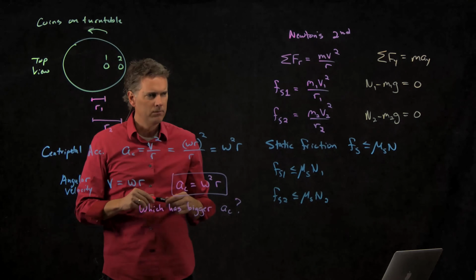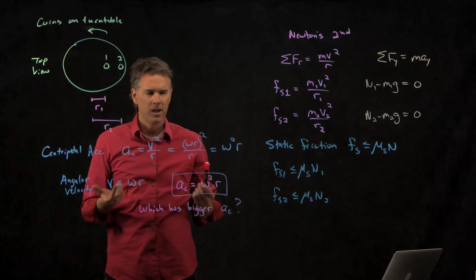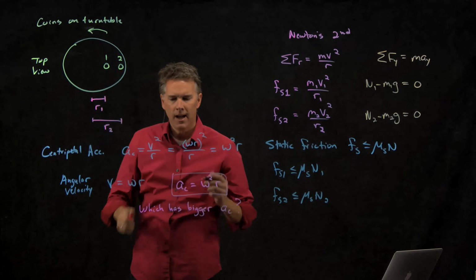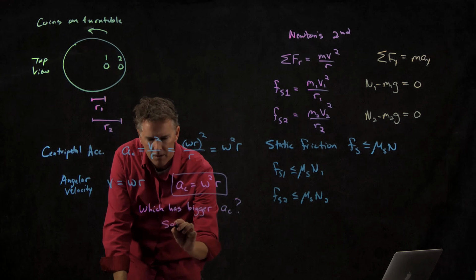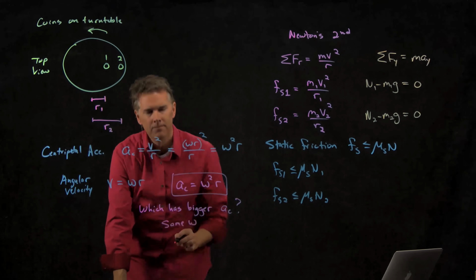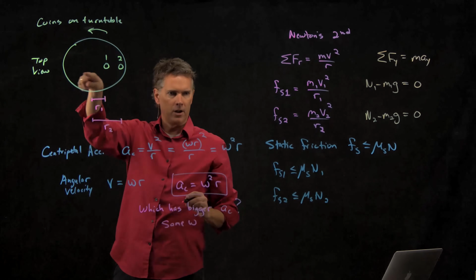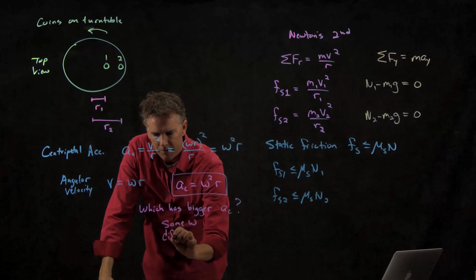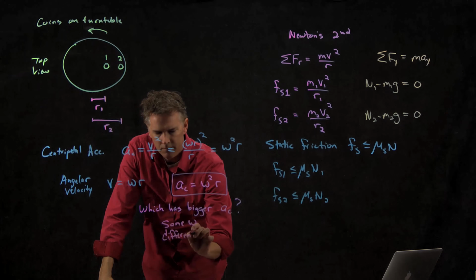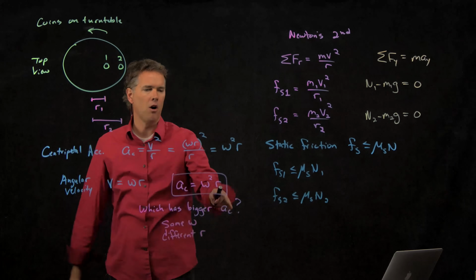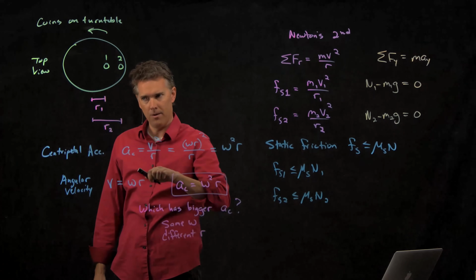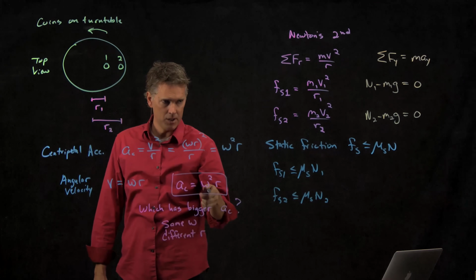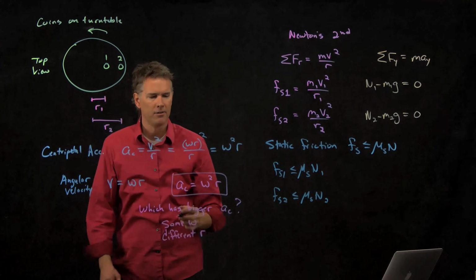What about coin 2? Same thing, right? Coin 2 also went around once. And so these things have the same omega. All the particles on there have the exact same omega, but of course we have different r. And since r2 is bigger than r1, coin number 2 has the bigger centripetal acceleration, and so coin 2 flies off first.